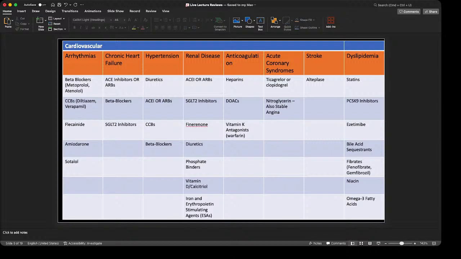Dyslipidemia, we already talked a little bit about statins, PCSK9 inhibitors, ezetimibe, bile acid sequestrants, fibrates, omega-3 fatty acids, niacin. So those are all important for dyslipidemia.